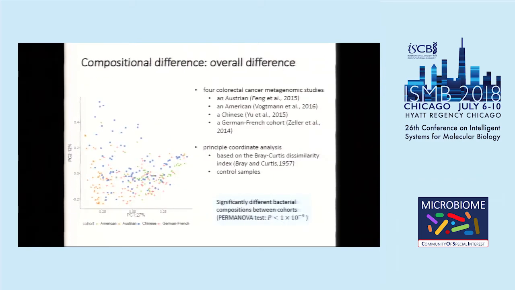Here is an example. We collect 4 colorectal cancer metagenomic studies. All these studies are sequenced on the same sequencing platform. To visualize the overall difference of microbiome composition for the control samples, we plot the first 2 principal coordinates in this figure. Each dot represents the microbiome composition of a sample. And we can see for different cohorts, there is a significant difference between them. We also use the PERMANOVA test to detect the difference between different cohorts, and the p-value is significant.